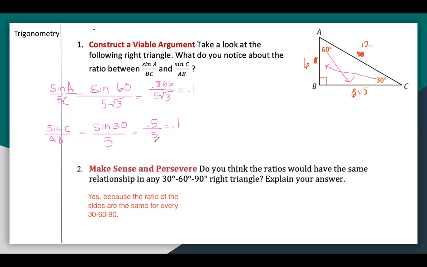Let's think about this. Sine of 60 is still going to be 0.866. And so 0.866 divided by the quantity 6 times the square root of 3, and we'll get 0.08 if this was 6 square roots of 3 instead of 5 square roots of 3. And right here, this would be 0.5 divided by 6, and I would get 0.0833 again. So this should still be the same.